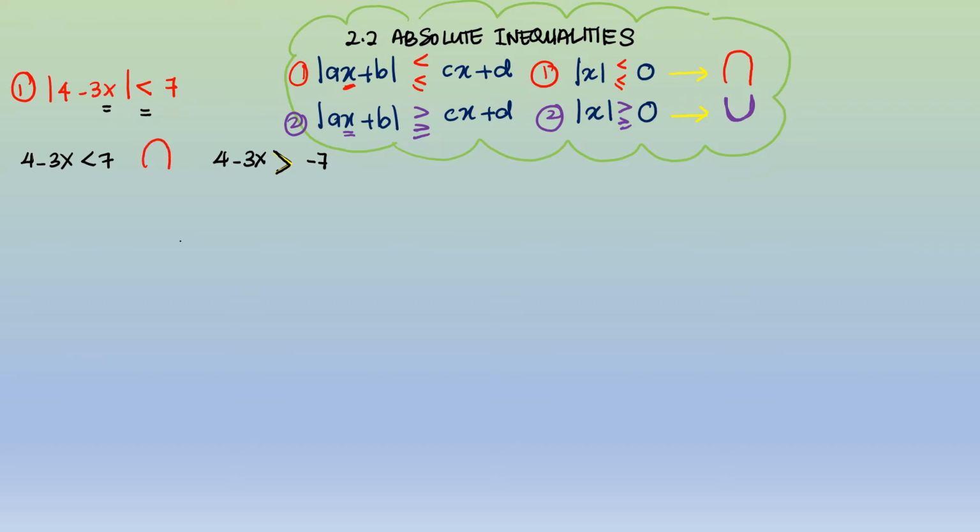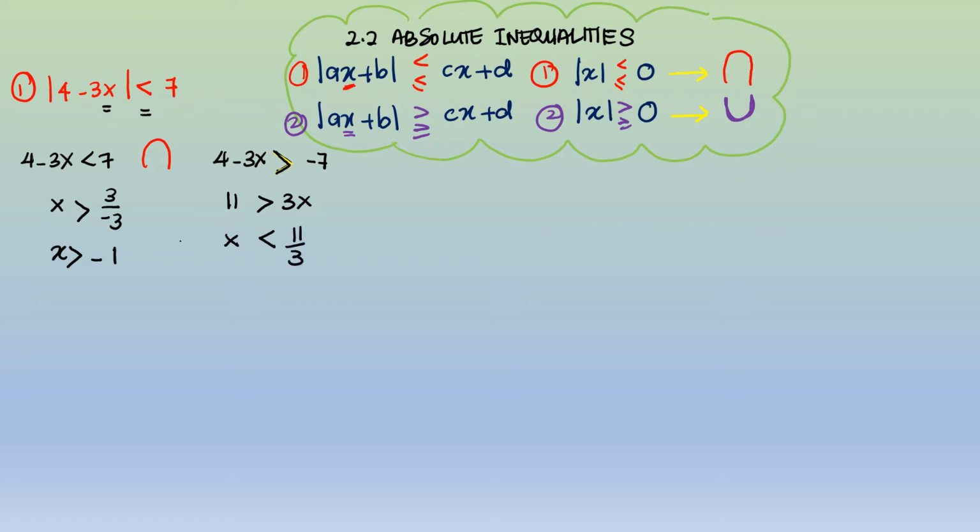Let's calculate first. So here you have 7 minus 4, we get 3. So x, 3 divide negative 3 means you need to reverse the sign, so it is x greater than negative 1. How about this one? What do you have? You have 11 greater than 3x. So x less than 11 divided by 3.